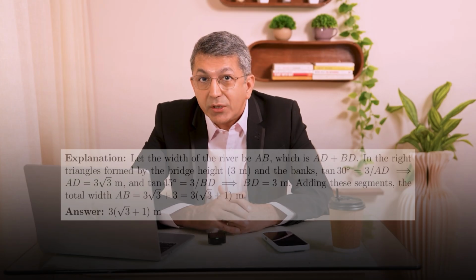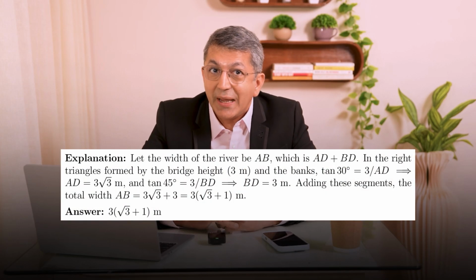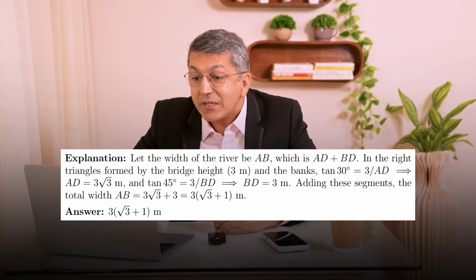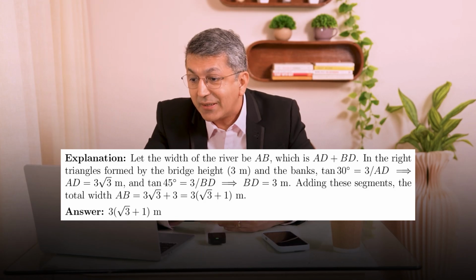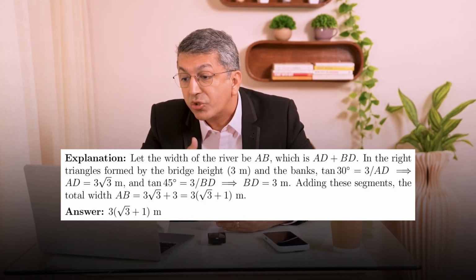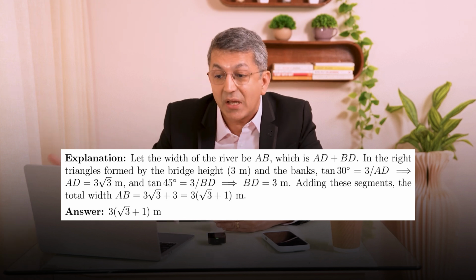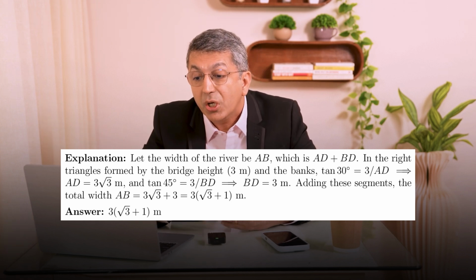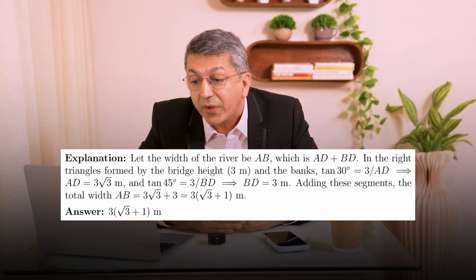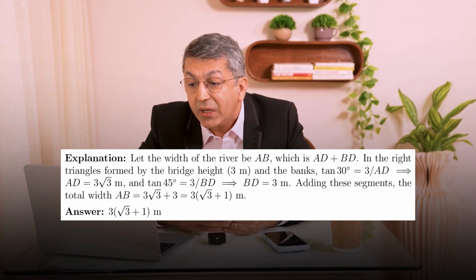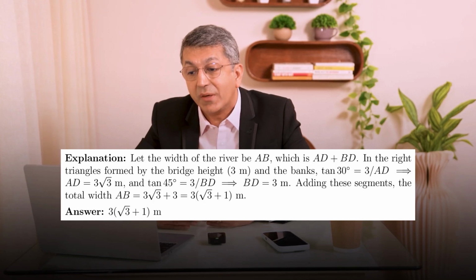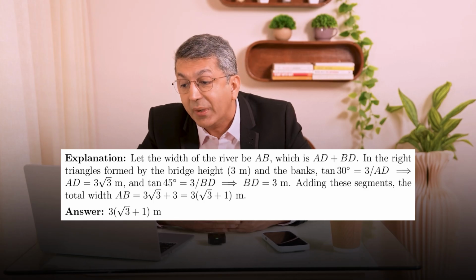Explanation: let the width of the river be AB, which is AD plus BD. In the right triangles formed by the bridge's height, 3 meters, and the banks, tan 30 degrees is equal to 3 divided by AD, which gives us AD is equal to 3 under the square root of 3 meters, and tan 45 degrees is equal to 3 divided by BD, which gives us BD is equal to 3 meters.